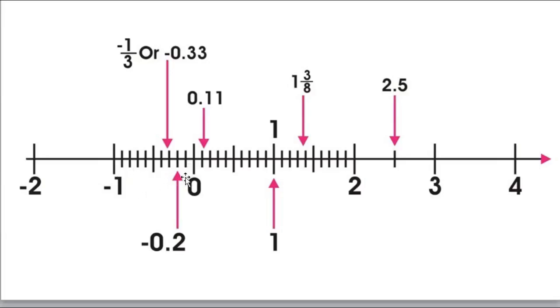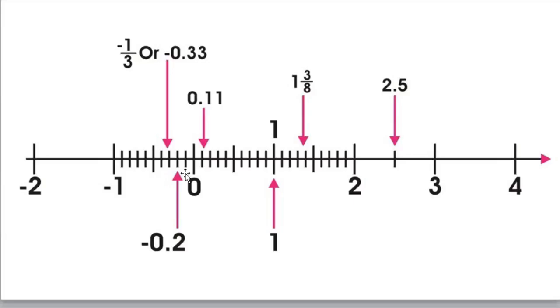Or I can consider them as negative 0.10, negative 0.20, negative 0.30, negative 0.40, negative 0.50, negative 0.60, negative 0.70, negative 0.80, and negative 0.90. It's your choice, because negative 0.1 is equivalent to negative 0.10. Negative 0.2 is equivalent to negative 0.20, and so on.